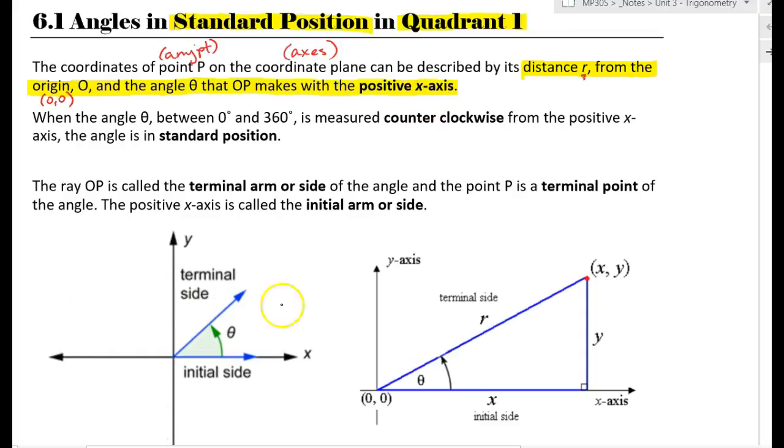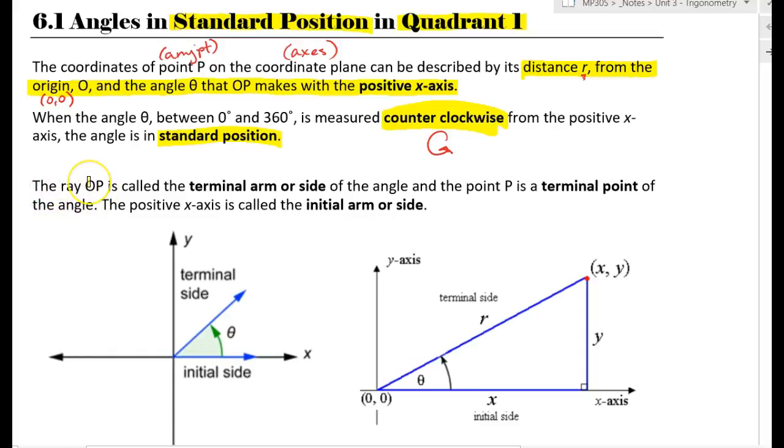Again, looking at this diagram here, the positive x-axis is the right-hand side of the x-axis, the one where all our positive numbers go, and we're going to measure from there. When the angle is between 0 and 360 and is measured counterclockwise, which is going backwards from the clock in the classroom, then this is standard position. So counterclockwise is the other key idea there.